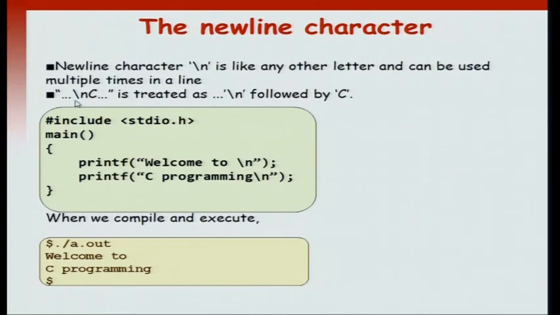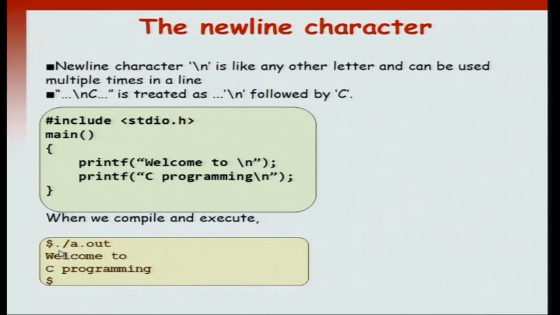Okay. For example, if you have something to print followed by \n followed by C followed by something to print, now this will be treated as so many characters and then a new line followed by C. Okay. So let's see a particular example. If you have the old program that we just wrote, but we end each message with a \n. Okay, so we have printf "welcome to\n", printf "C programming\n". Okay, when we compile and execute, we will see something new.